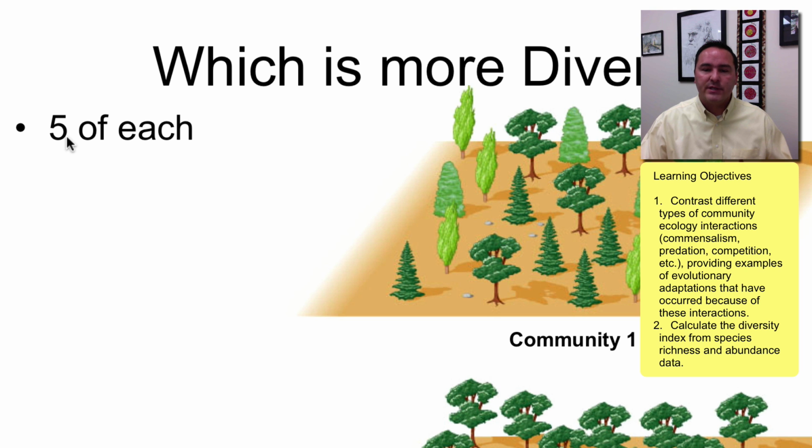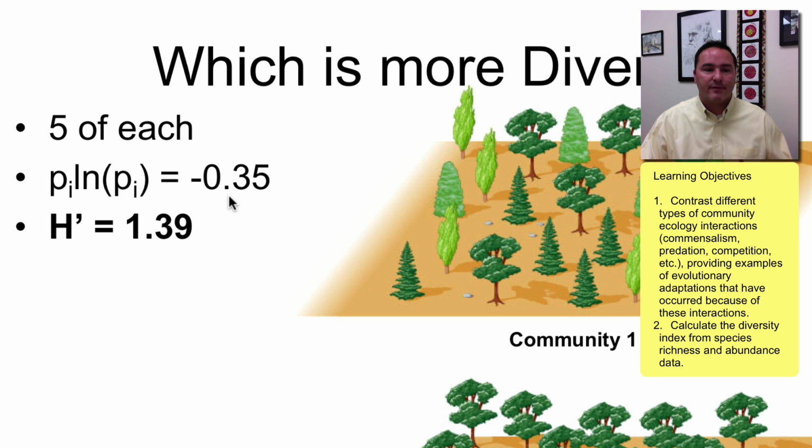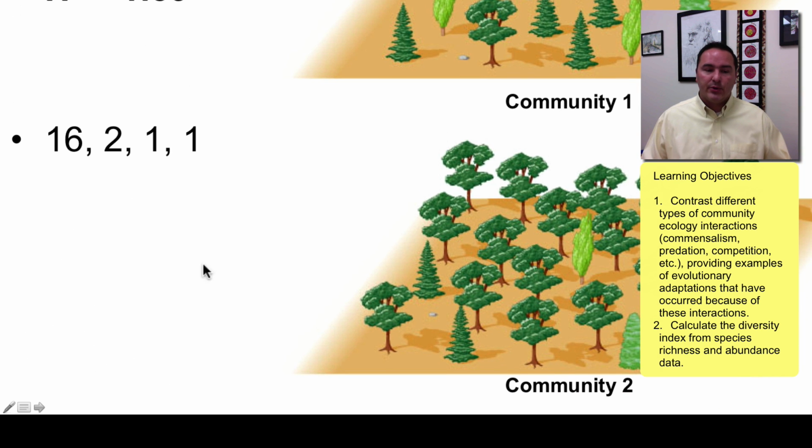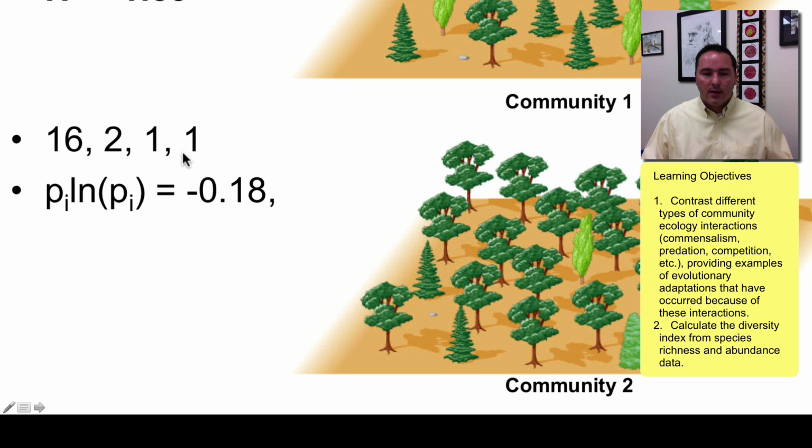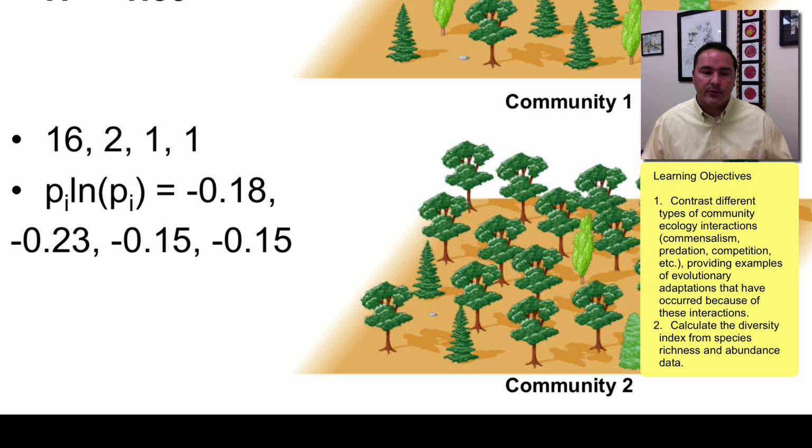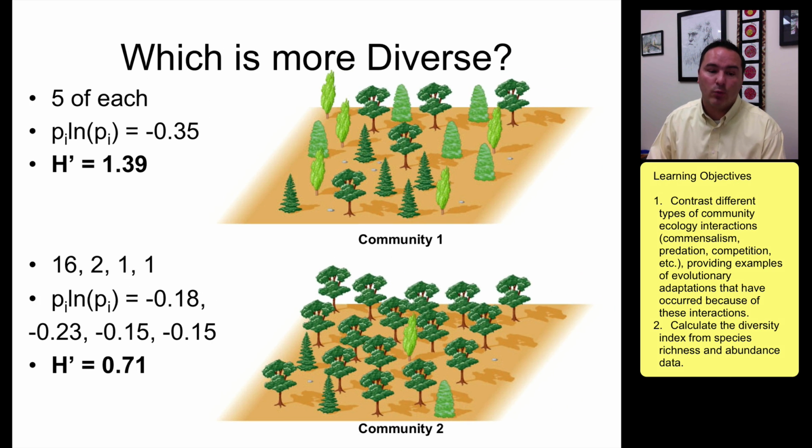Here we have 5 trees of each species. So the P sub i times natural log P sub i is going to be negative 0.35 for each of the 5. So that ends up being, if you sum all of that up, 1.39. If you look at community 2, you've got 16 of the one tree, 2 of the other, and 1 and 1. So the P sub i times the natural log of P sub i for each of those is going to be negative 0.18, negative 0.23, and negative 0.15 for the last 2. And so you end up there with a 0.71 diversity index. And so clearly community 1 is more diverse.